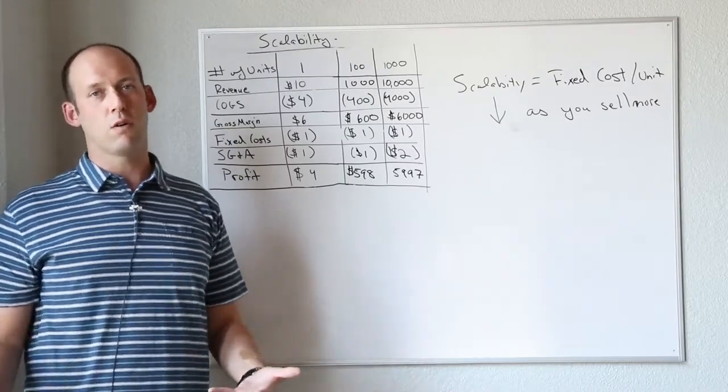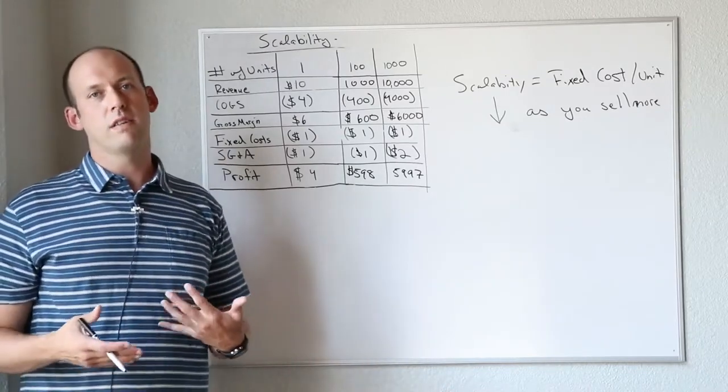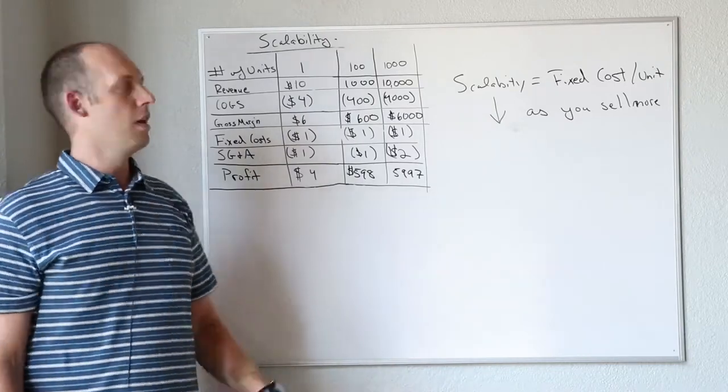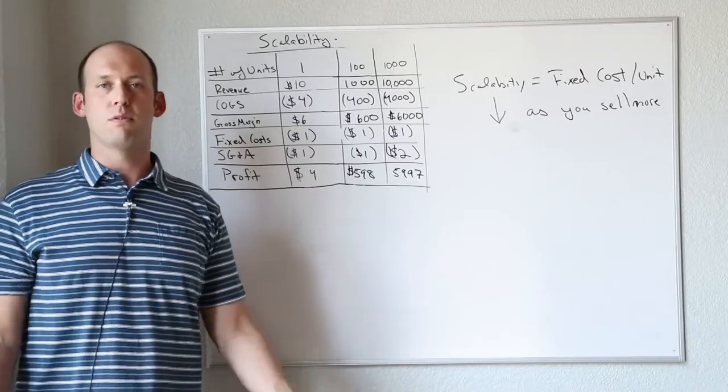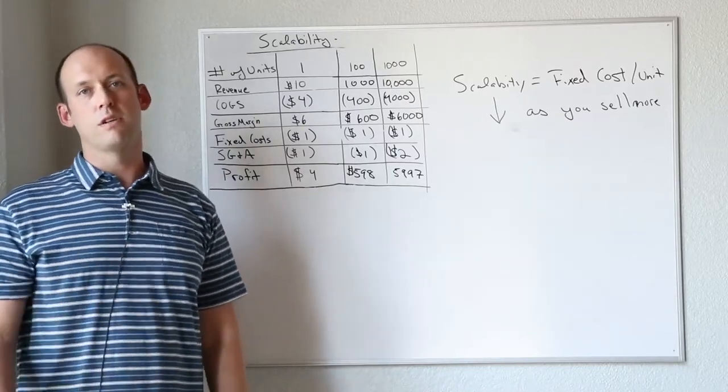So similarly in your organization, what are those products that you can repurpose and reuse so that your fixed costs and your selling, general, and administrative go down as a percentage of the revenue that you make, the more units that you sell.